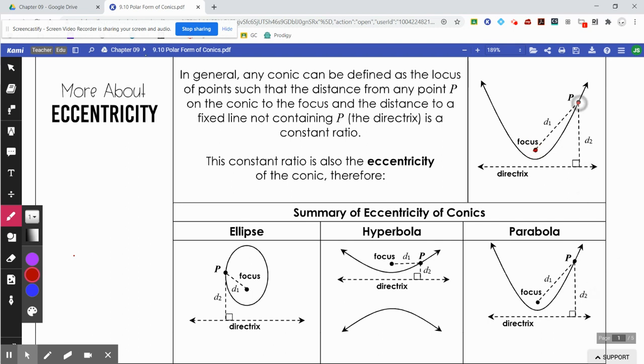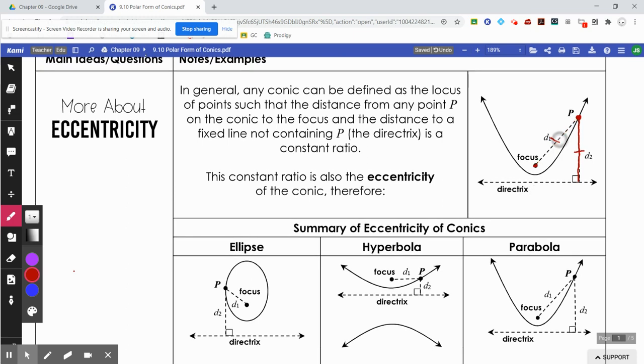So if you remember, we actually defined parabolas in a very similar way. A parabola was the set of all points where, if you take any point on this parabola, the distance from the focus to that point and the distance from that point to the directrix is the exact same value. So what we're going to do here is define every one of our conics based on a focus and a directrix instead of two foci or whatever else.